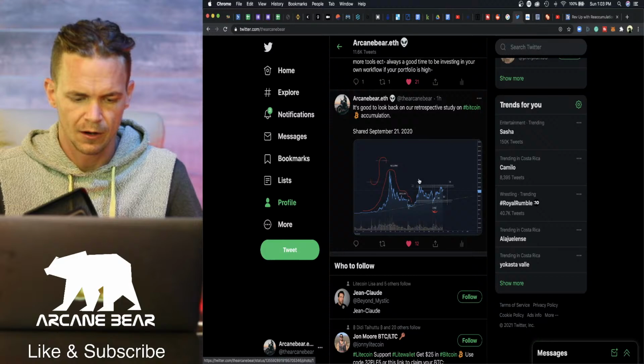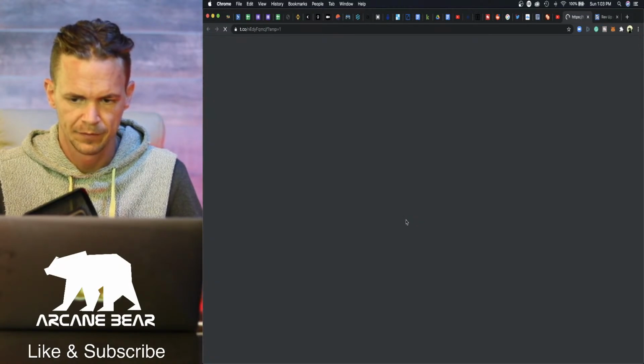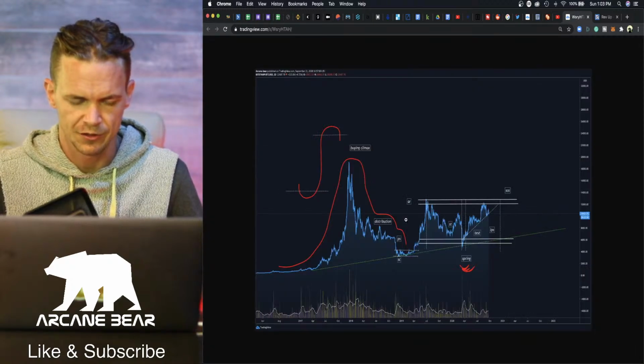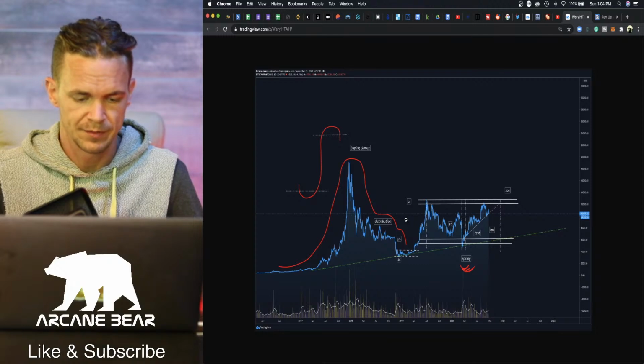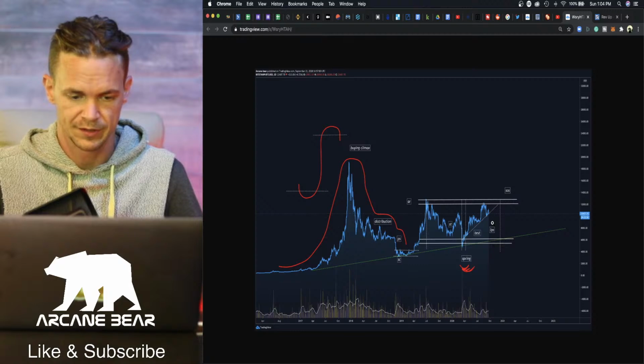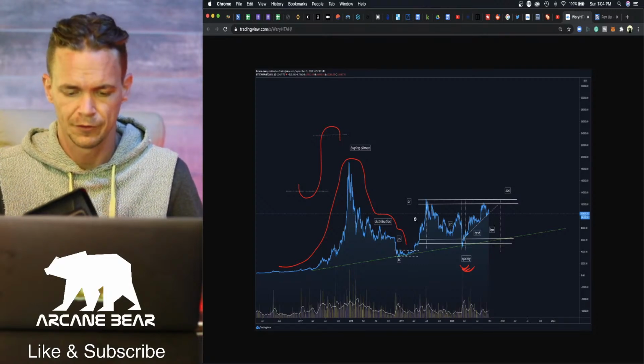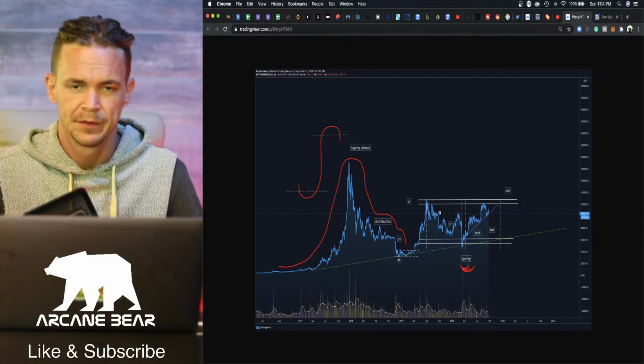This was a tweet from us back on September 21st. As you can see, if I click on this one, my micro strategy is thinking long-term accumulations. This was effectively our Bitcoin chart on September 21st, and these are the areas where we started building our long positions. Now, if some of you are new to this channel, you wouldn't have had the joy of joining us along for these early-stage accumulations.